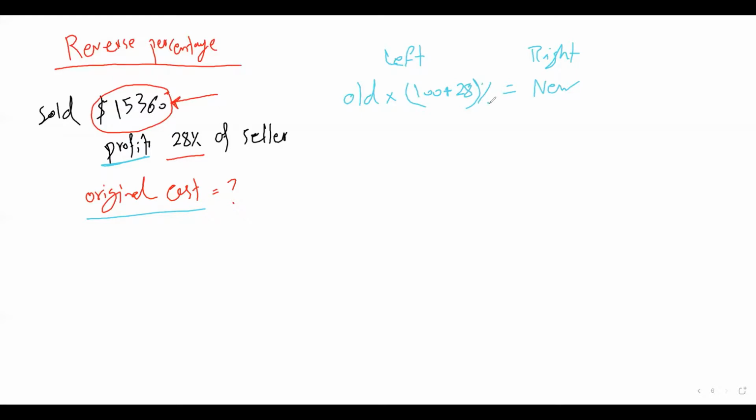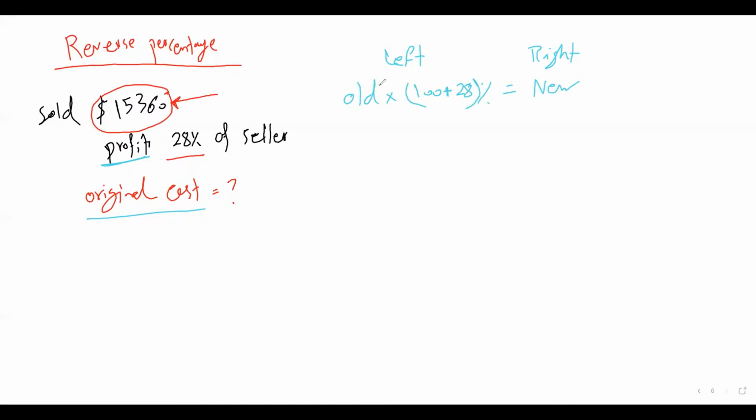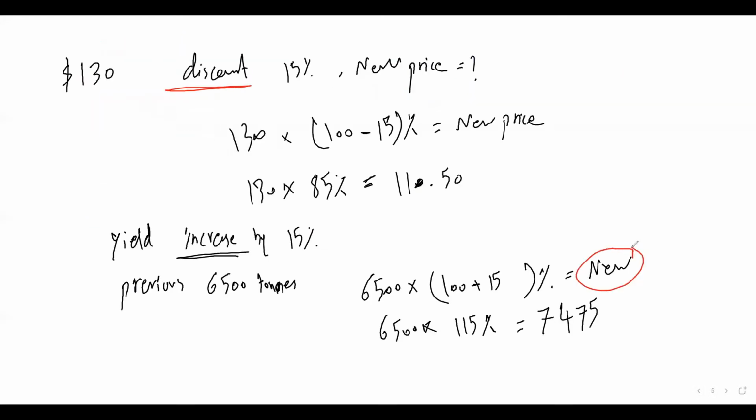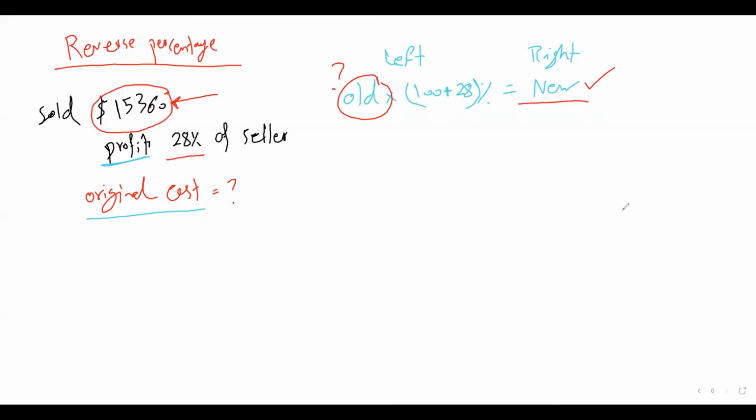right? So now the difference between this question and previous questions is that the unknown is the old price. So this is my unknown. The new price is given to us. So if you refer to the previous question, we had to find the new price, right? Same thing here, the new salary, right? But right now we need to find the old. So my unknown is the left-hand side.